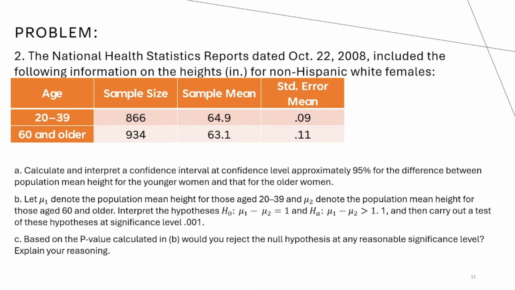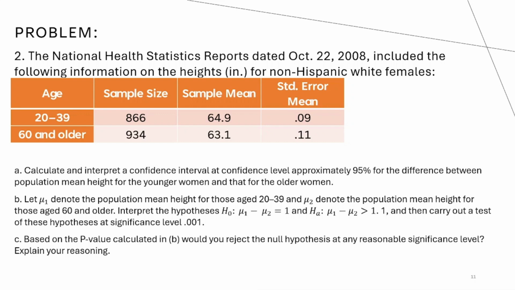Alright, so here we're looking at a problem where we're comparing the heights of white women at different age groups. So 20 to 39, and then the other age group is 60 and older. Sample sizes are large, so we're going to be able to use a normal distribution for this, even though we don't have the population standard error. I don't think it's meant to be interpreted that way.